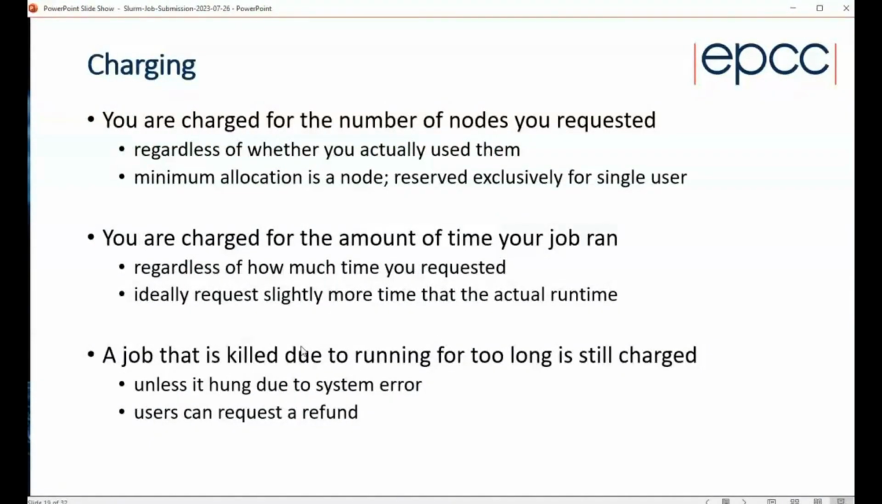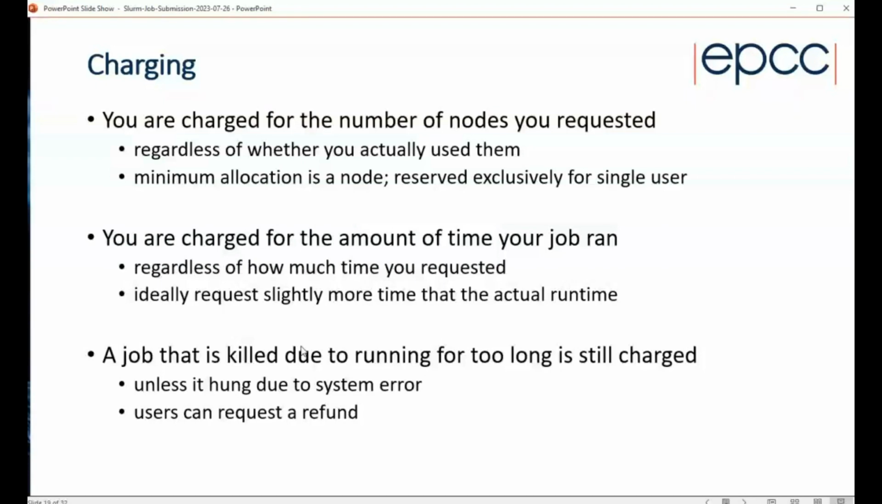So you are charged for the number of nodes you requested, regardless of whether you actually used them, because you're denying anyone else using them. So unfortunately, it's your fault if you don't use them. And the minimum allocation is a node, and the serial queues are shared, but I'm not going to talk about them. For the majority of the compute nodes, they're reserved exclusively for a single user, which is nice. That gives you reproducible performance because you know that nobody else is running. You're charged for the amount of time your job ran, regardless of how much time you requested. So the advantage of requesting a job runtime which is only slightly more than your actual runtime is that your job will be scheduled quicker, sorry, not run quicker.